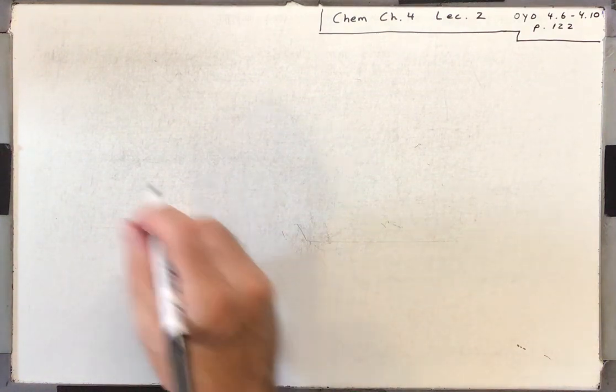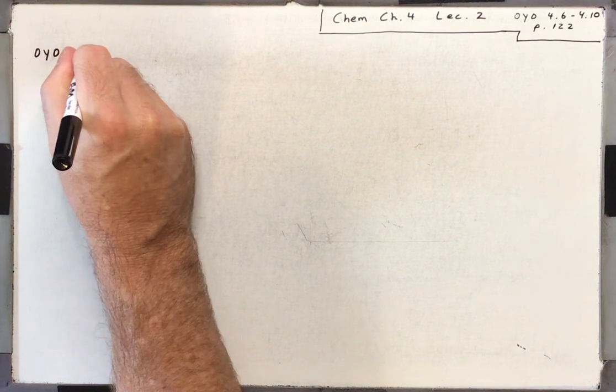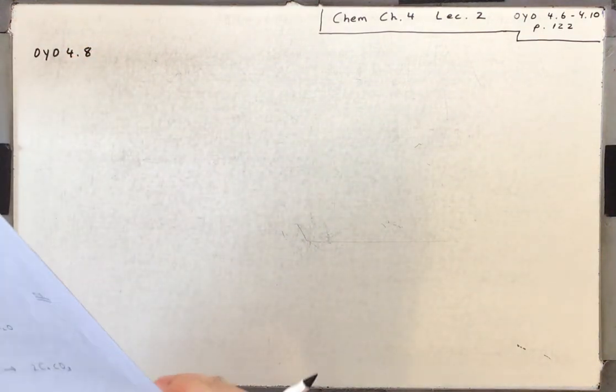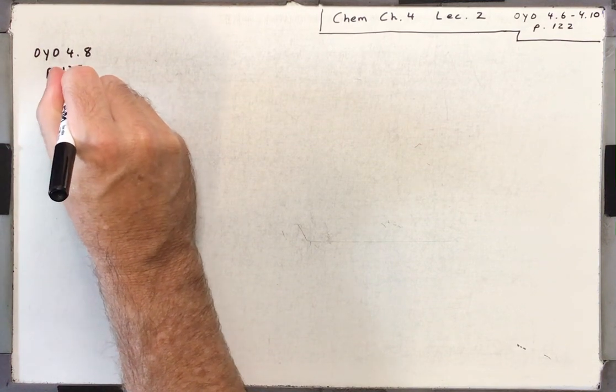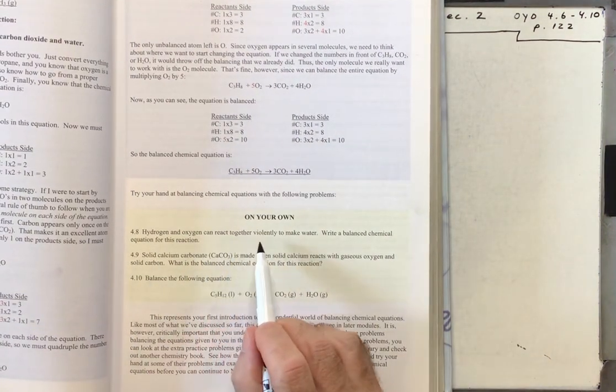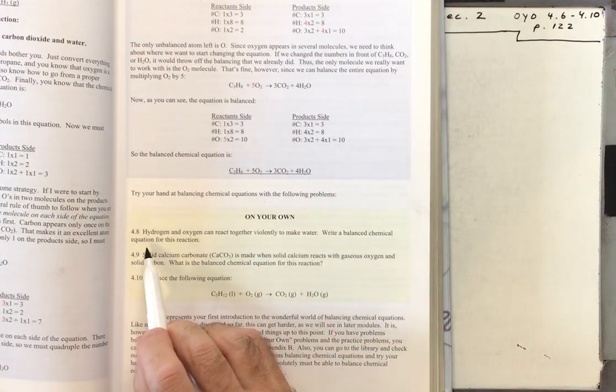Okay, let's look at on your own 4.8. So flip over to page 125. And we'll read through this. So it says hydrogen and oxygen can react together violently to make water. Write a balanced chemical equation for this reaction.